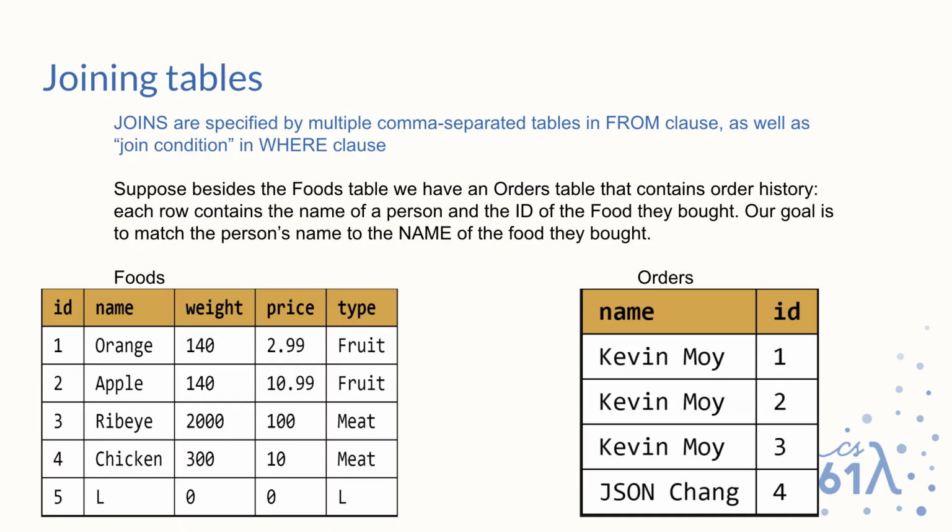If you notice, in the orders table we have a name and an ID. So this person bought this item with this ID, and that ID refers to the item itself: its ID, its name, its weight, its price, or whatever. Got it? Can we move on?